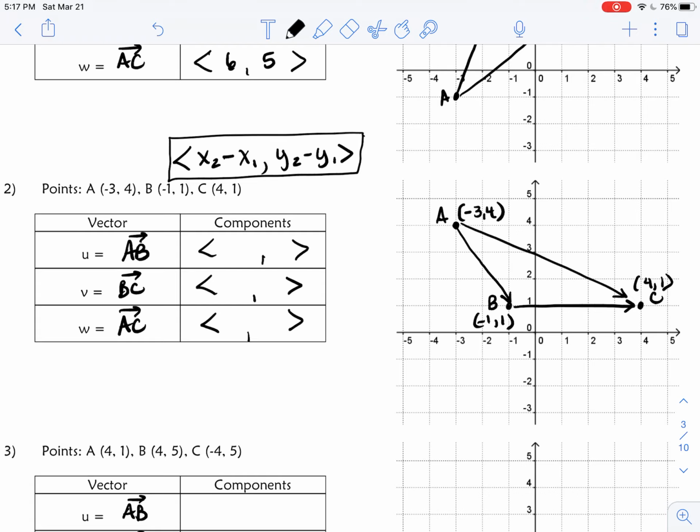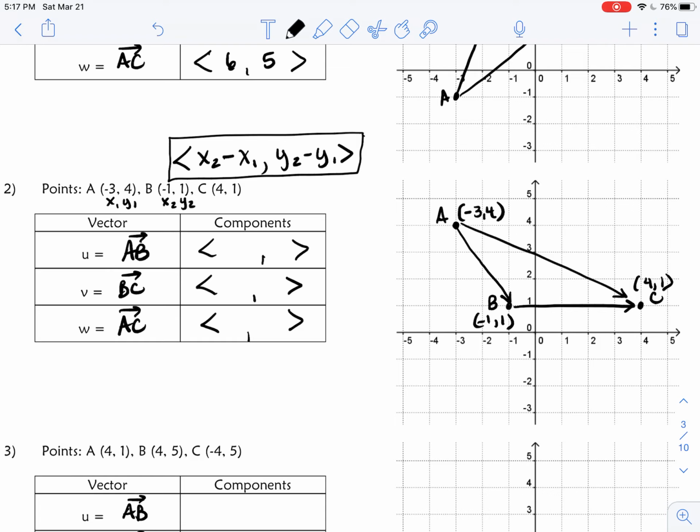Okay, again, we're using parentheses for coordinates, the little triangle shapes for the vectors. So my first vector is A to B. If I want, which I would suggest you do, this is my first x, my first y, my second x, my second y.